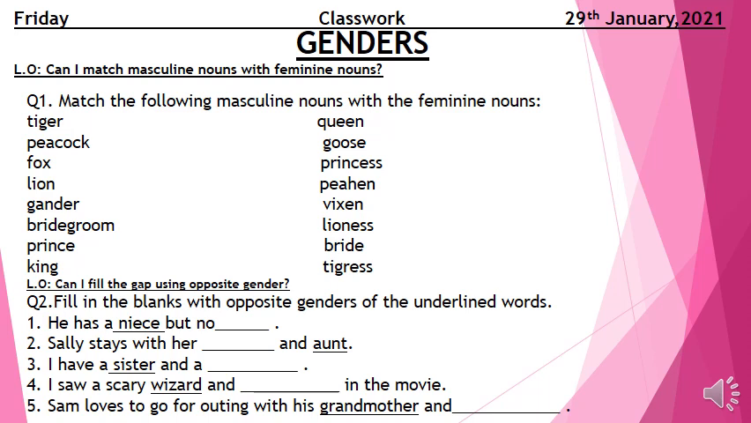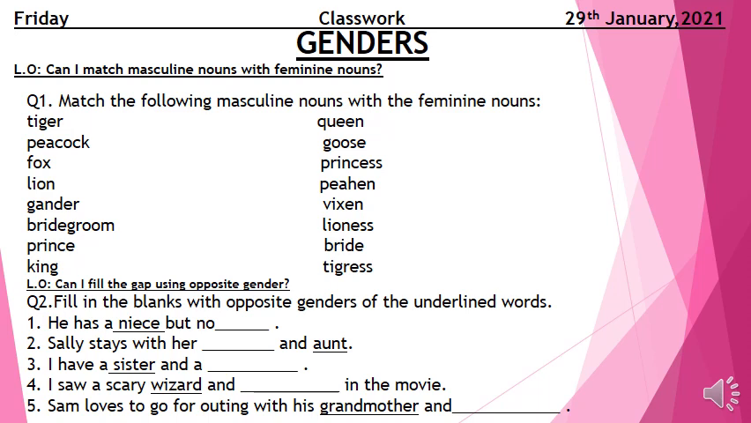So on the one side, I have written some masculine nouns, and you are going to match it with the feminine nouns which are written on the right side. Tiger, peacock, fox, lion, gander, bridegroom, prince, king. These are the masculine nouns. Come to the feminine ones. Queen, goose, princess, peahen, vixen, lioness, bride, tigress. So you are going to match the masculine nouns with the feminine ones.